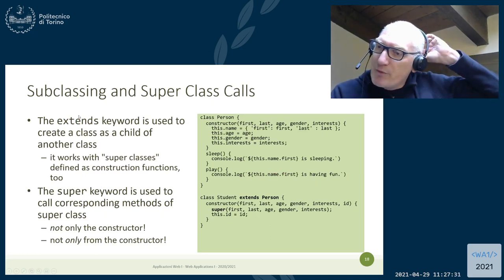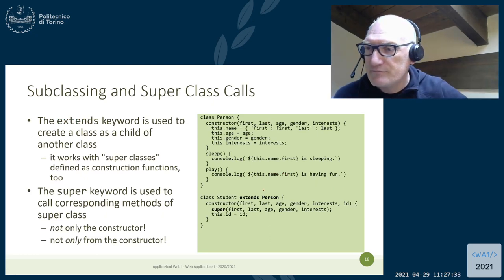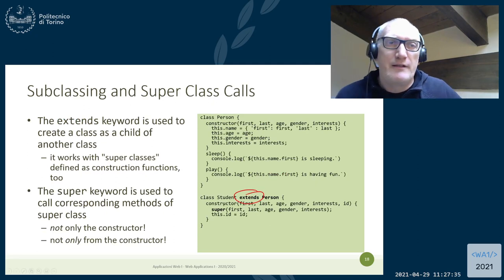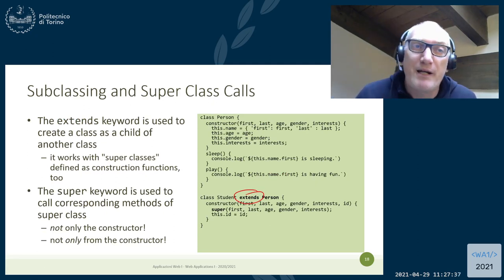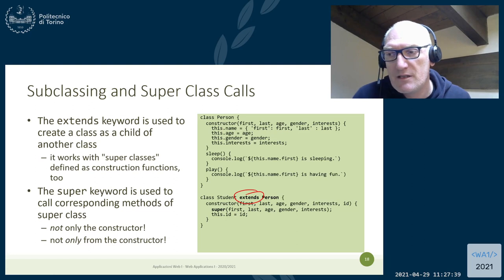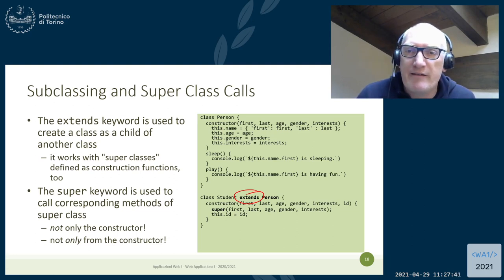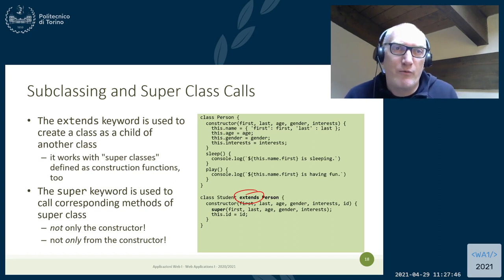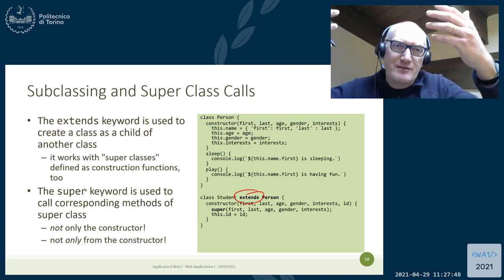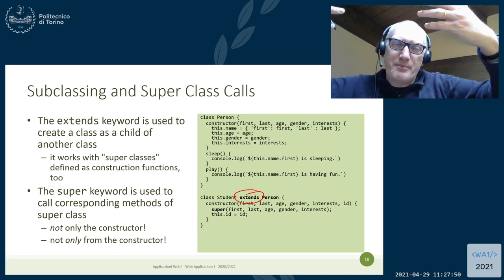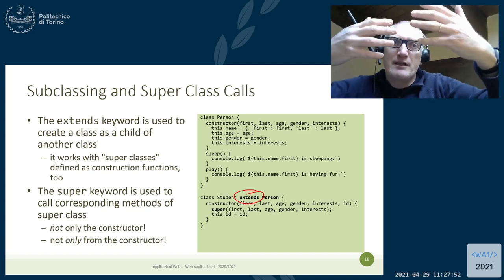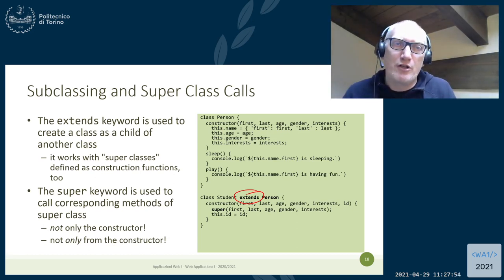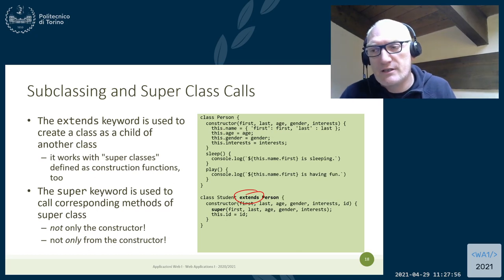And finally, we also have this extends keyword that is used to create subclasses from existing classes. The extends works like this: we first build an object, we call the constructor of the superclass to set some properties, and then call the constructor of the lower class to set other properties. And we do that explicitly with the super call.